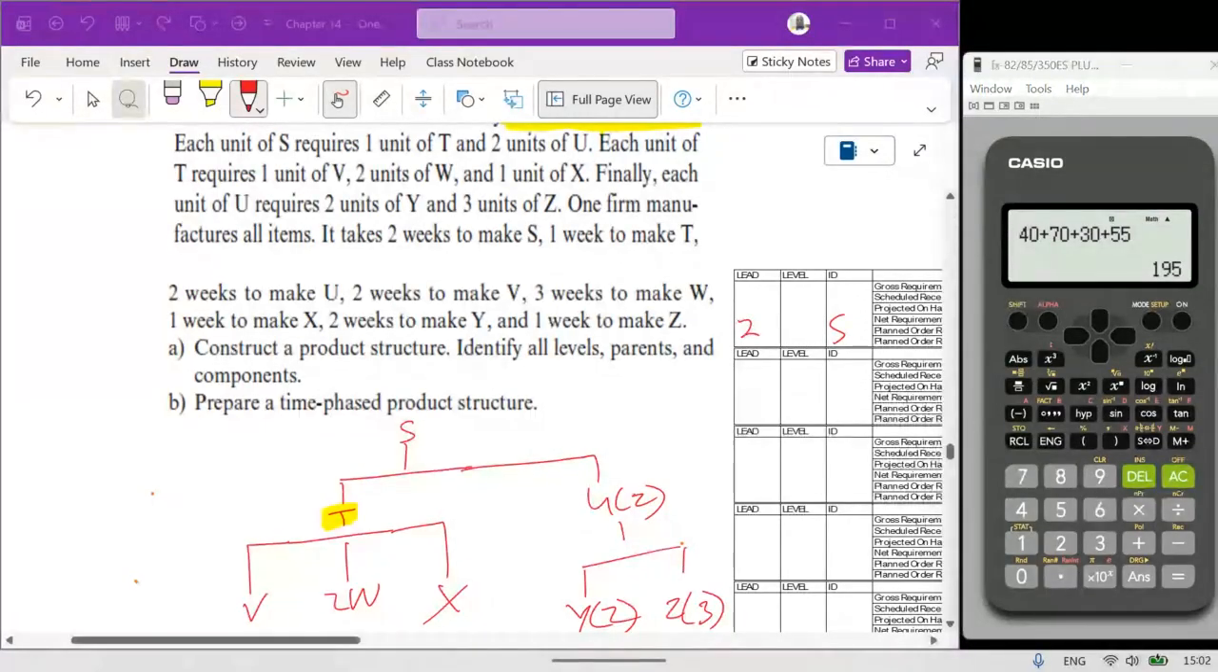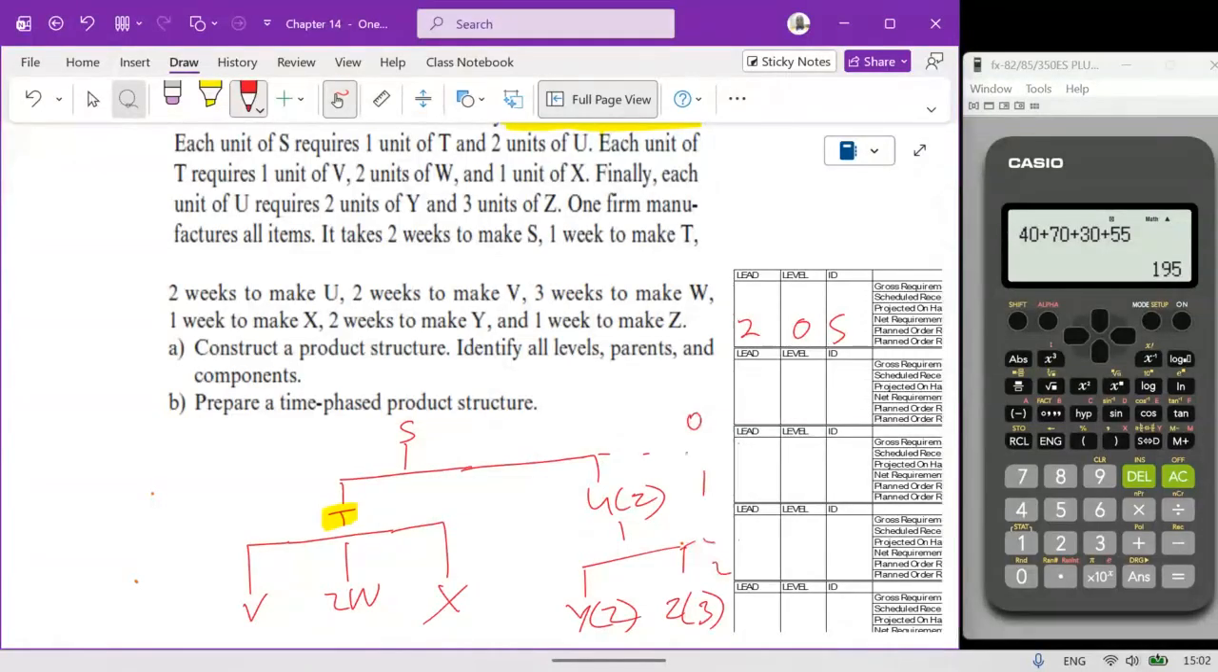Low level 0. We know that again. 0, 1, and 2. Then followed by T. Low level 1, and then lead time T. It takes 1 week. It comes from S. It doesn't have a specific number. It's 1. Okay.